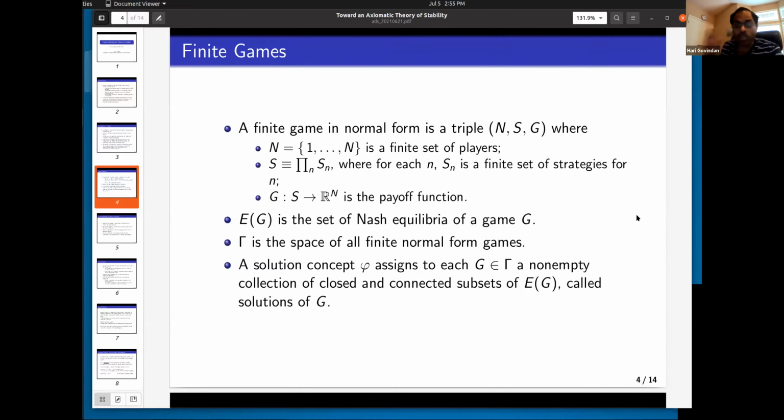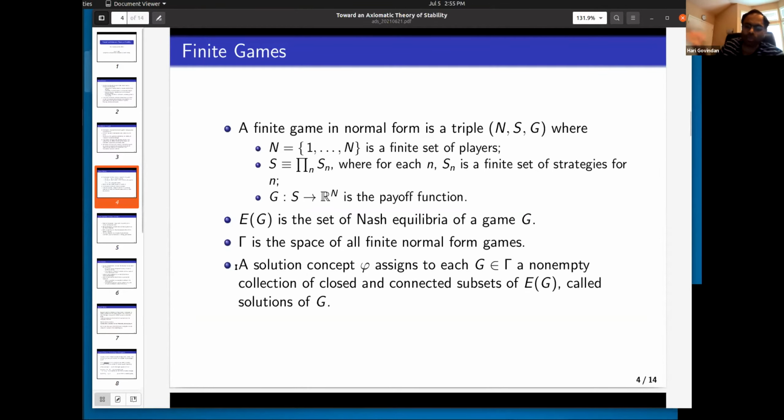And I'm looking at the set of all finite normal form games. That's gamma. So that's my universal domain. Ideally, I would like an axiomatization of solution concepts for gamma. I'm going to give you one for a subspace.